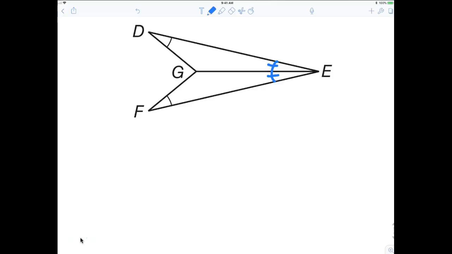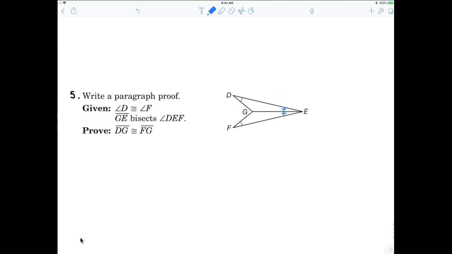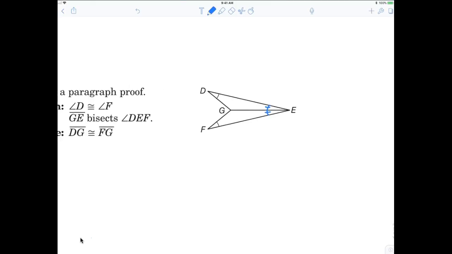Okay, hold on. I'm right here doing this problem. Now, the only other thing I need is to say what? Whoa, no, I have to say first what? GE is congruent to GE, right? Now, can we say the triangles are congruent? Angle, angle, side. You then have to say the triangles are congruent by angle, angle, side.